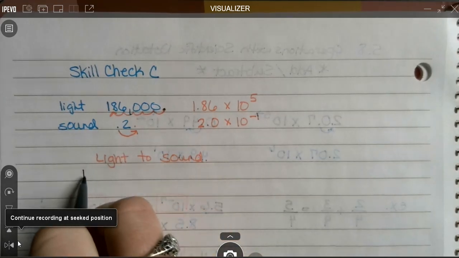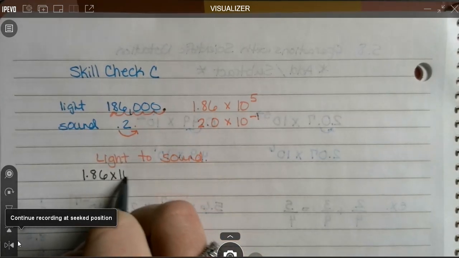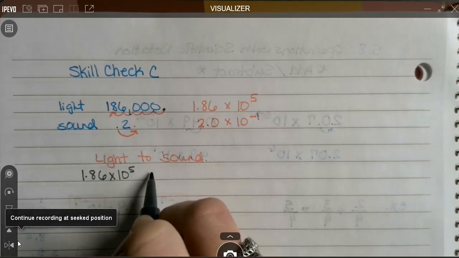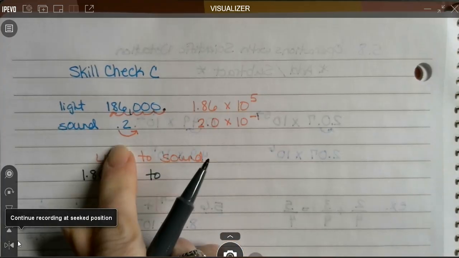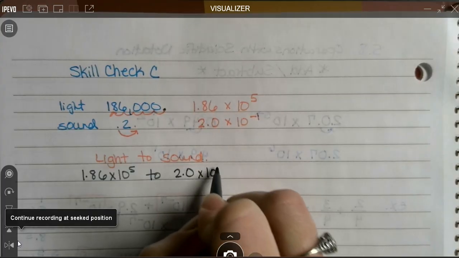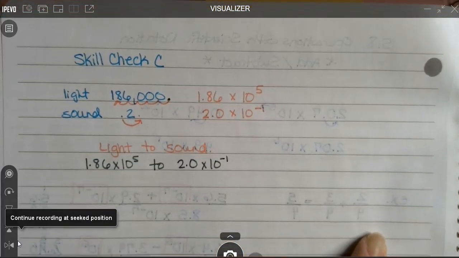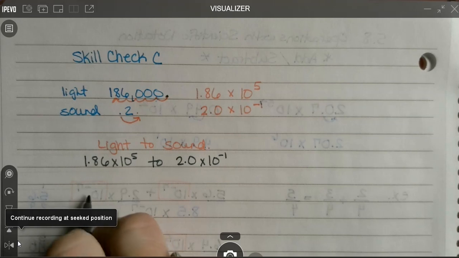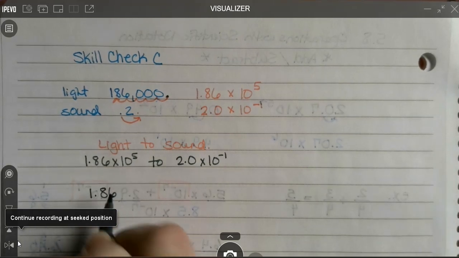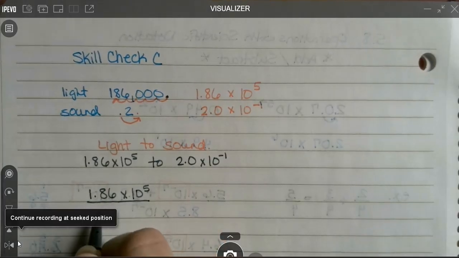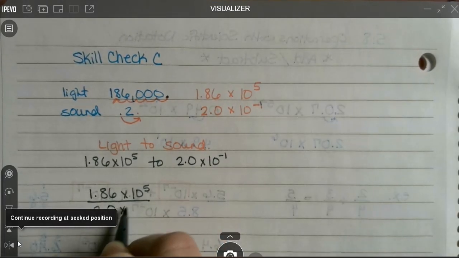So our light is 1.86 times 10 to the 5th. And remember, when we're doing a ratio, it has to be in the order given. So we've got the light, then we've got the sound, which is 2.0 times 10 to the negative 1st. And then we can also remember that a ratio can be written as a fraction or a division problem and calculated. So we're going to do 1.86 times 10 to the 5th over, or divided by, 2.0 times 10 to the negative 1st.